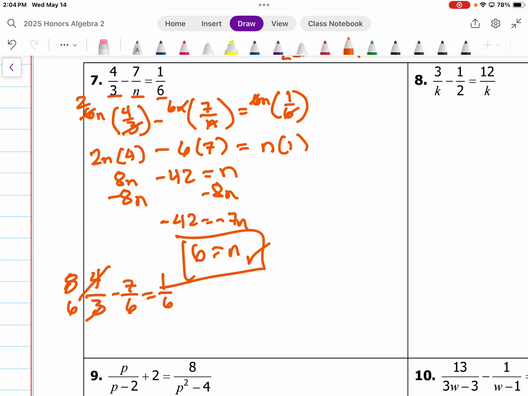Okay, yes. How'd you get 6? How'd I get what? 6 for the least common multiple?